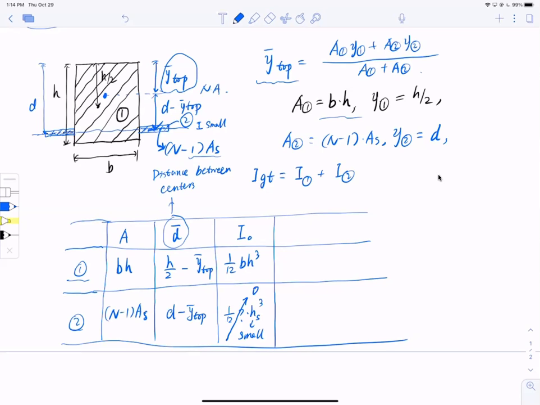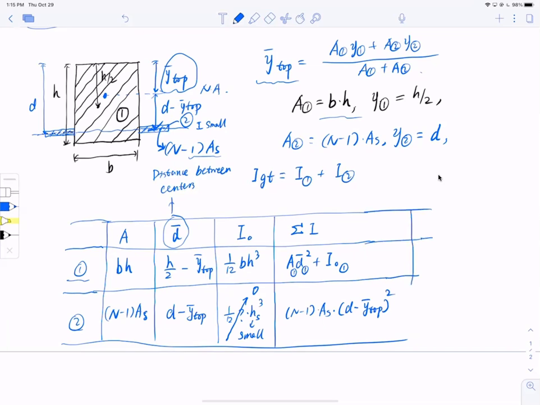Using the parallel axis theorem, I need to find the total moment of inertia. For the first piece, it is A1 d bar 1 squared plus I naught 1. For the second piece, since I naught, the moment of inertia about its own axis, is 0, I only have n minus 1 times As, multiplied by the distance squared, so d minus y top squared. This is how we calculate the moment of inertia for each component.